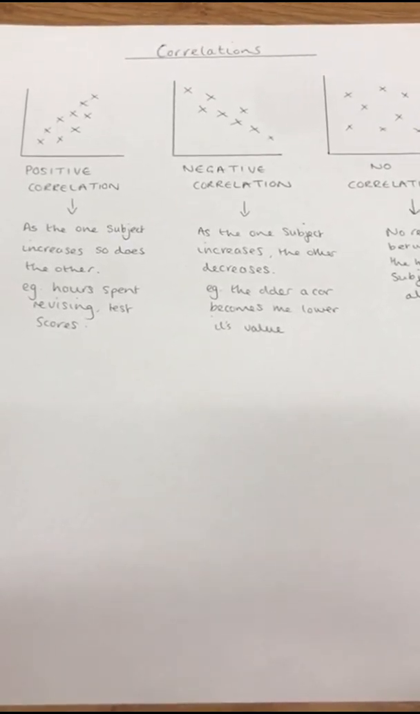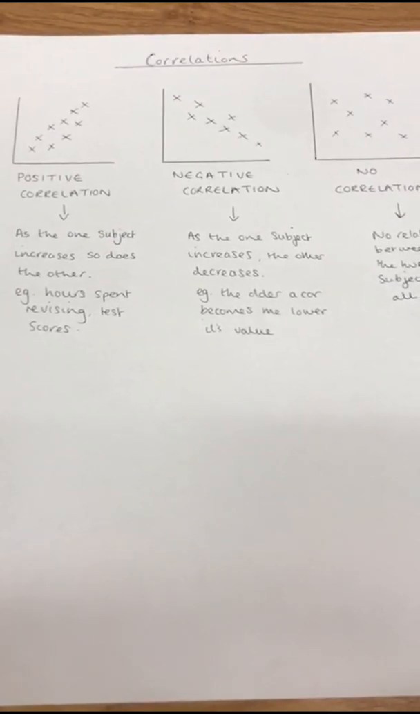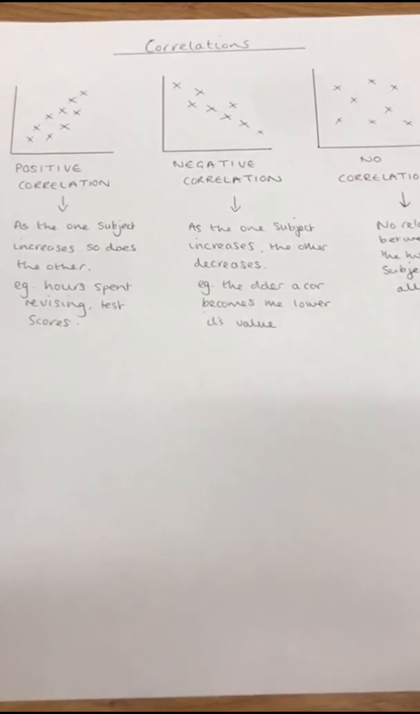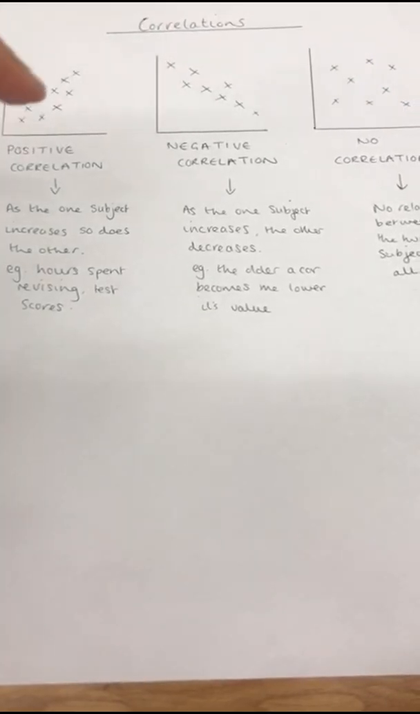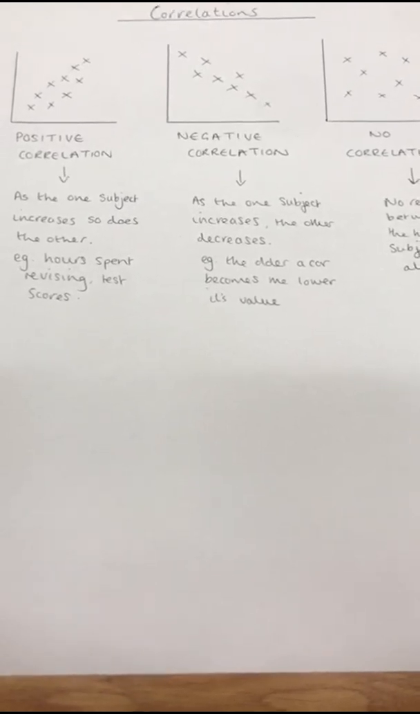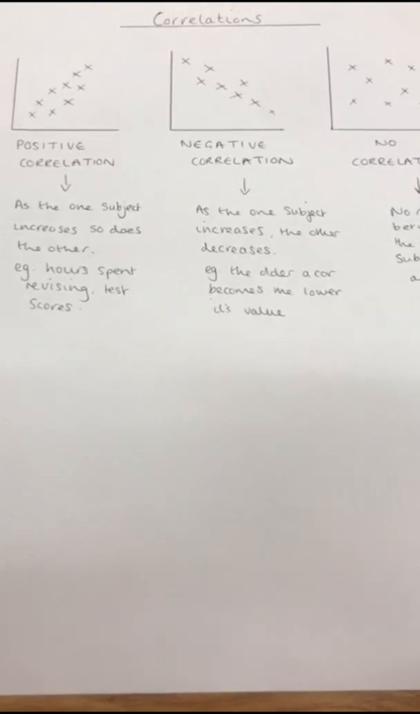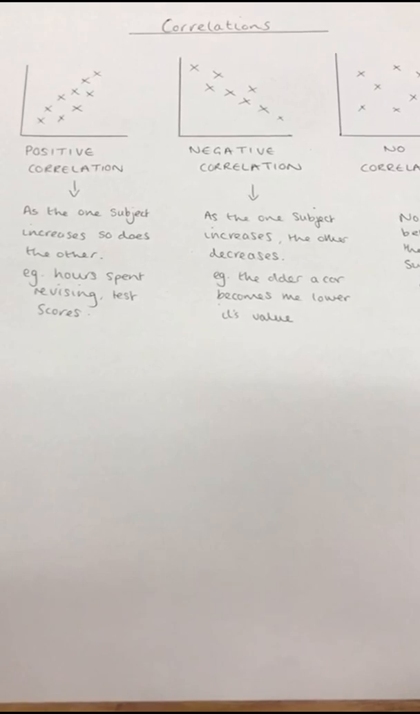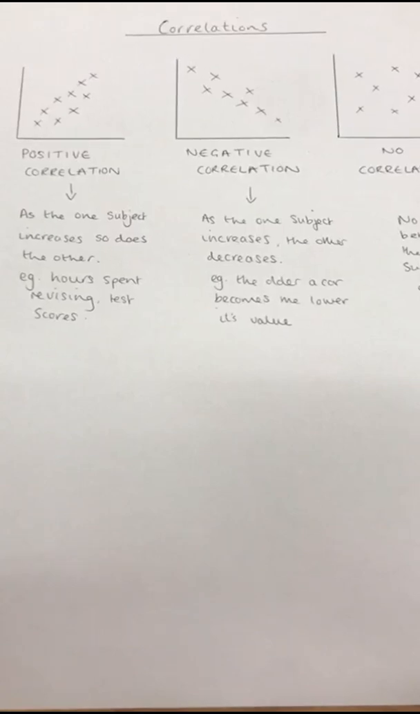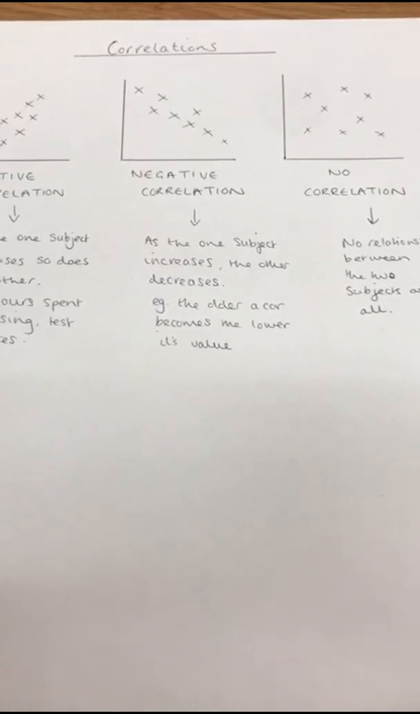So you can have a positive correlation, a negative correlation, or maybe there is no correlation at all. So if you plot your graph, or maybe they've already given you a graph with the plots already done, if they take this sort of shape as you can see here, where the plots are going up in that direction, then we would say it has a positive correlation. Now what that means is as the one subject increases, so does the other. So a general example of this would be the hours spent revising and test scores. So obviously what we would expect to see is the more hours that people spend revising, the better their test score.